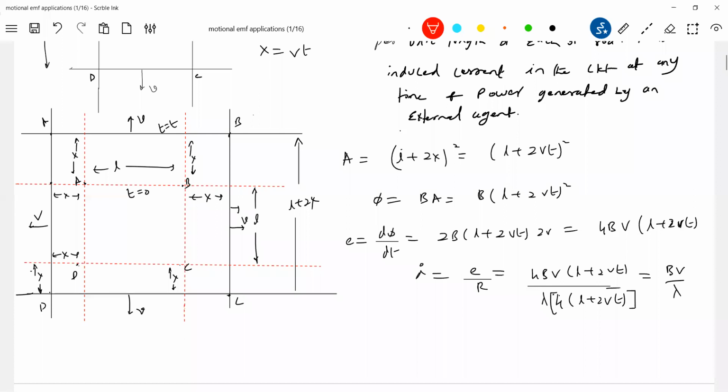Anybody, direction of induced current? B bar is into the plane. Flux is increasing, so d phi by dt is negative. EMF induced is positive. So the current should flow anti-clockwise.